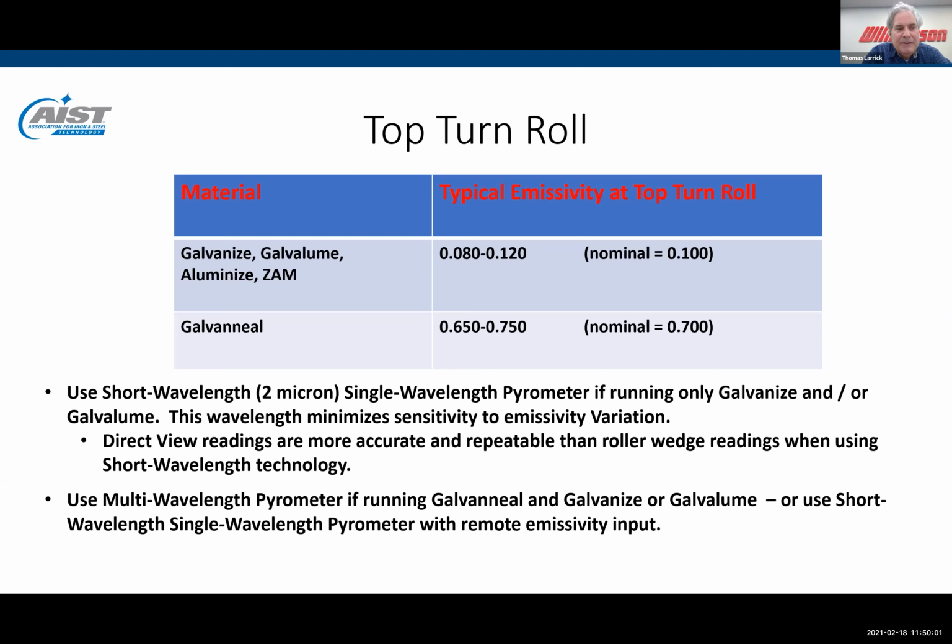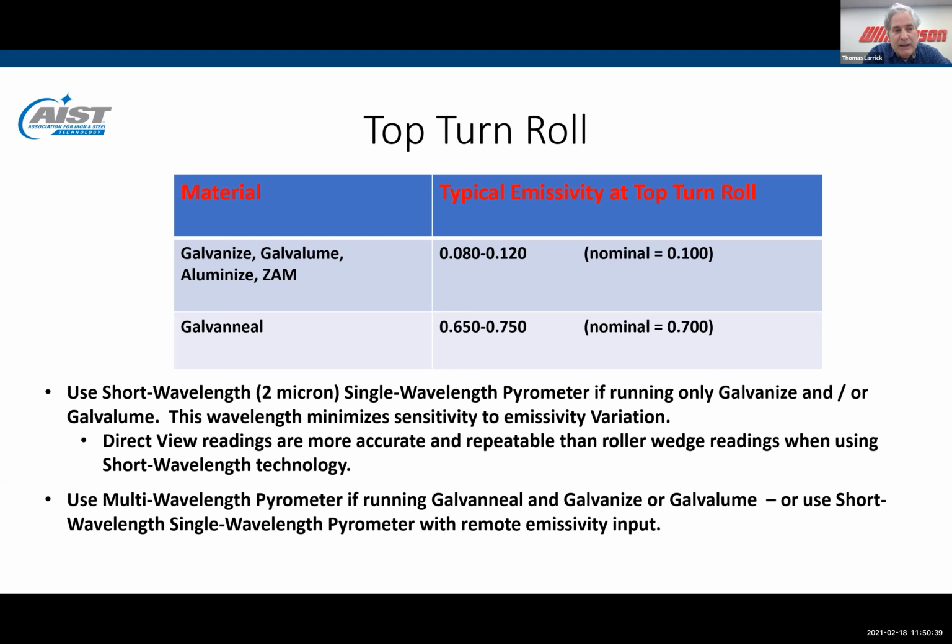If you're running galvanneal and any of the other zinc-coated products, then your emissivity is going to vary at that position depending upon which material you're measuring. So you can use a short wavelength pyrometer at the top turn roll and you will get excellent results because the emissivity doesn't vary that much as long as you know which material you're running. If you have the ability to send an emissivity setting of 0.7 when you're running galvanneal and 0.1 when you're running any other zinc materials, you will get an accurate reading with a short wavelength pyrometer.